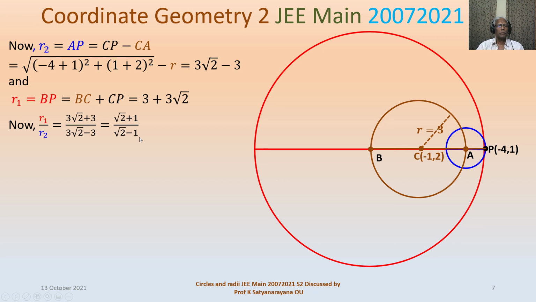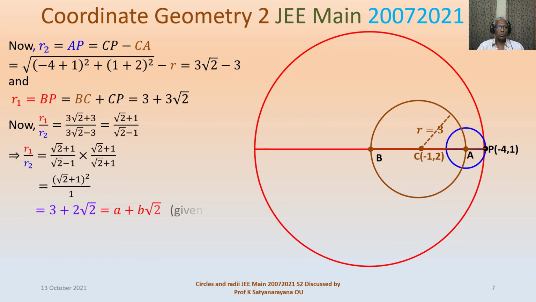Now rationalize: multiply both numerator and denominator by √2 + 1. The numerator will be (√2 + 1)², and the denominator (√2 - 1)(√2 + 1) is 1. So (√2 + 1)² is 2 + 1 + 2√2, that is 3 + 2√2. This is of the type a + b√2, where a is 3 and b is 2. Therefore a + b is equal to 5.